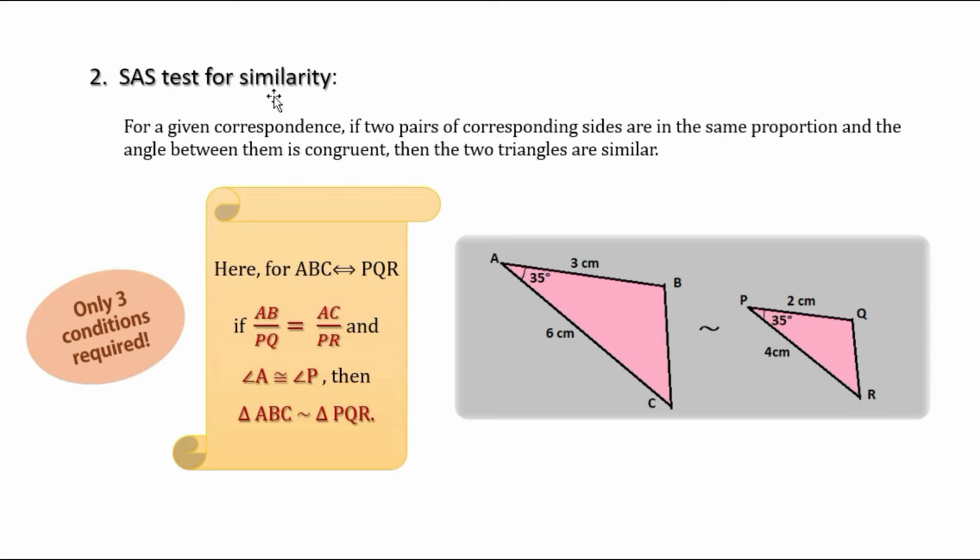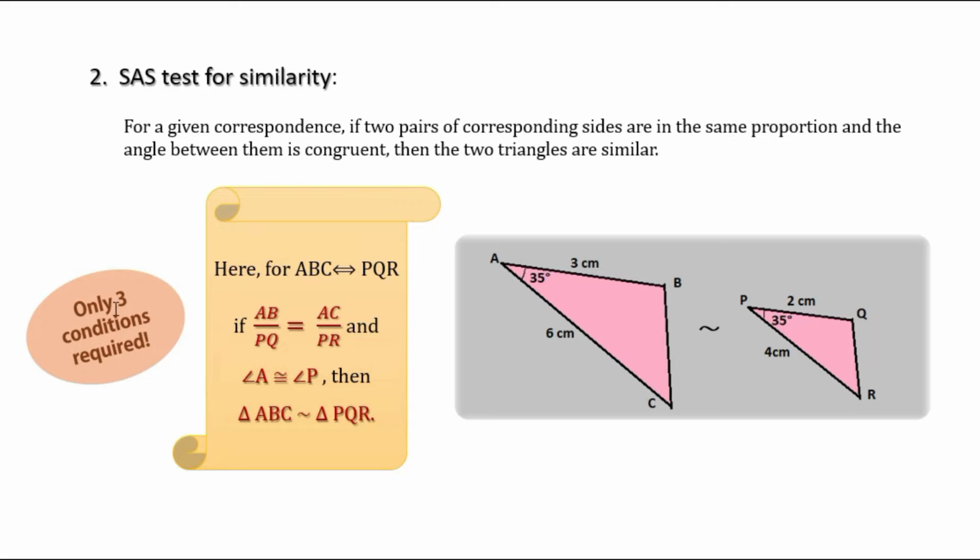The next test for similarity is the SAS test. In this test, for a given correspondence, if two pairs of corresponding sides are in the same proportion and the angle between them is congruent, then the two triangles are similar. This is the statement of this test and we have to check it. Here, for triangles ABC and PQR, ABC corresponds to PQR. It means vertex A corresponds to vertex P, vertex B corresponds to vertex Q, and vertex C corresponds to vertex R.